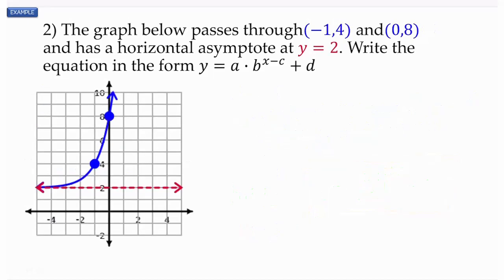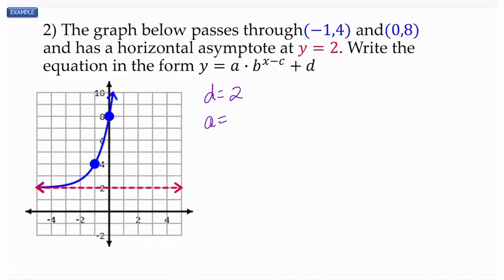Okay, let's take a look at example number 2. Here's the graph. We have these reference points here, (-1, 4) and (0, 8), and we want to write the equation for it. Like I said earlier, the easiest thing to do is to identify the d value, because that's just going to be your asymptote, which is at +2 this time, so the d value is going to be 2.